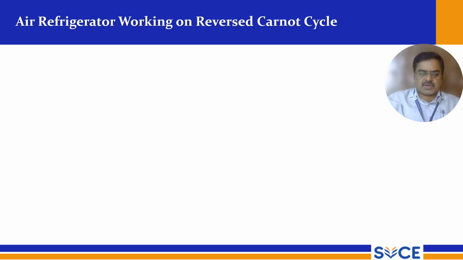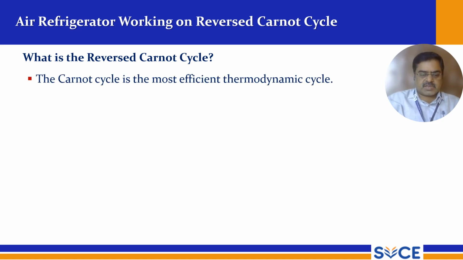Air refrigerator working on reversed Carnot cycle. So let us start with the reversed Carnot cycle here. What is the reversed Carnot cycle? It is obviously an ideal cycle, which is not an actual cycle. The Carnot cycle is the most efficient thermodynamic cycle because it is an ideal cycle, and we keep this as a reference cycle for other thermodynamic processes. When reversed, it acts as a refrigeration cycle.